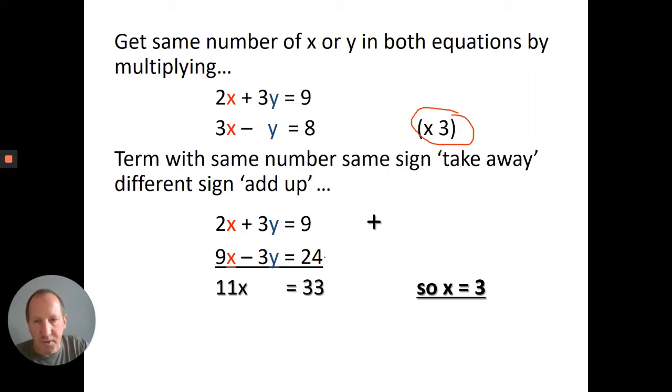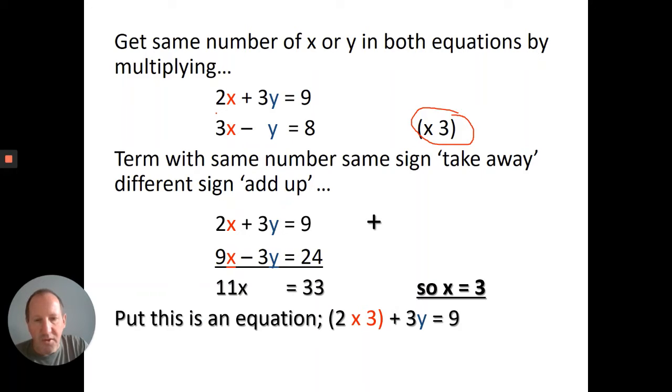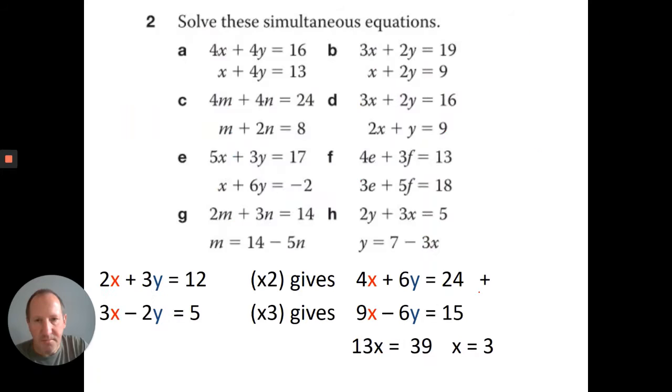Once you know that x is 3, you put that value back into one of these equations. Put it in the one that you think is going to be easier. I've chosen the one at the top, just because I often do 2 times 3 is 6. 6 add 3 lots of something is 9. So that 3 lots of something, y, must be 1. Okay, so that's the elimination method. These are the sort of questions you'd get. As you can see, you're going to use elimination on these because they're all linear equations.